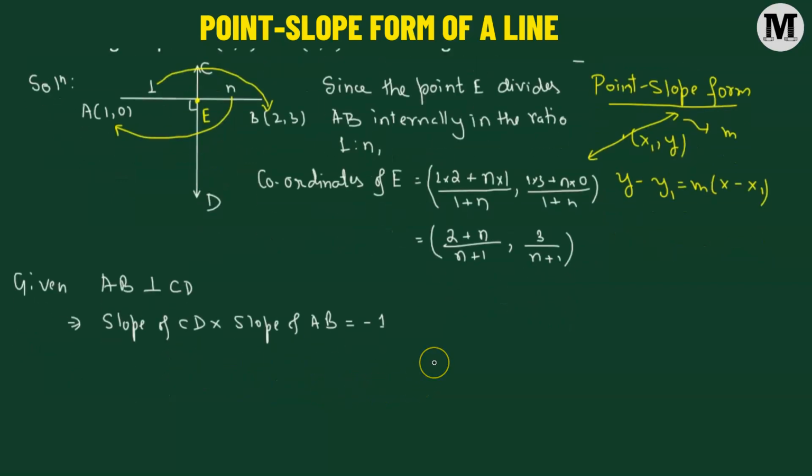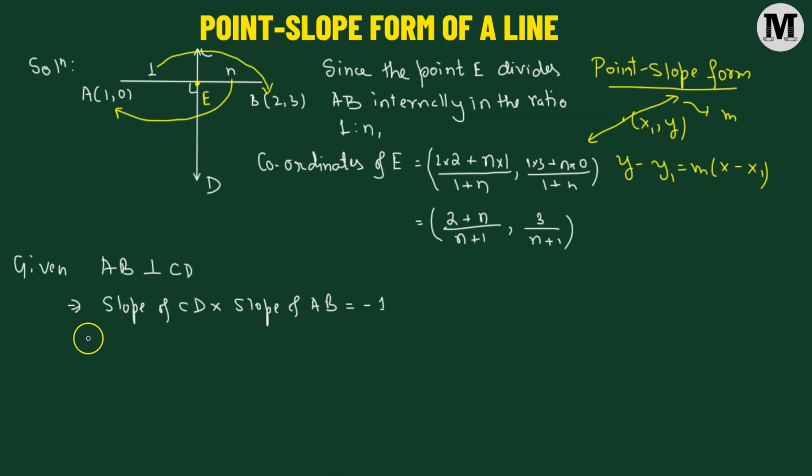Okay, now we can easily find out the slope of line AB. So we have slope of CD times slope of AB. To find out the slope of AB, we'll have to take the ratio. In the numerator, we need the difference of the y coordinate. So we'll do B minus A. That means we'll take the y coordinate of B, which is 3, and from it we're going to subtract the y coordinate of A, so that's 0. And in the denominator, we need the difference of the x coordinate. So we'll start with the x coordinate of B, that's 2, and from it subtract the x coordinate of A, so that's 1. So we have 2 minus 1 in the denominator.